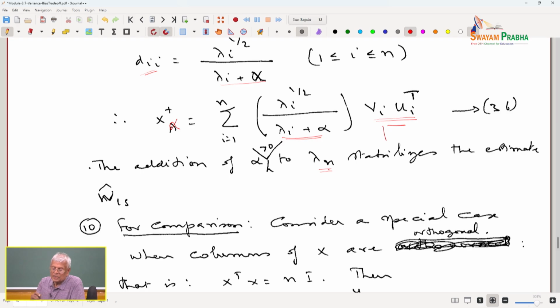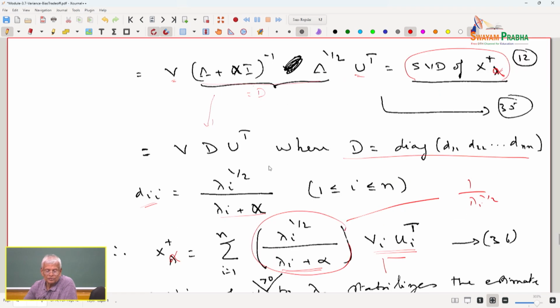In the previous case, if alpha is 0, this term reduces to 1 over lambda i to the power half, and if lambda i is very small, lambda i to the power half is also very small, and that makes the sensitivity. So one way to desensitize is to increase it artificially by adding a quantity alpha greater than 0 to all the lambdas, and that's exactly what this term does.